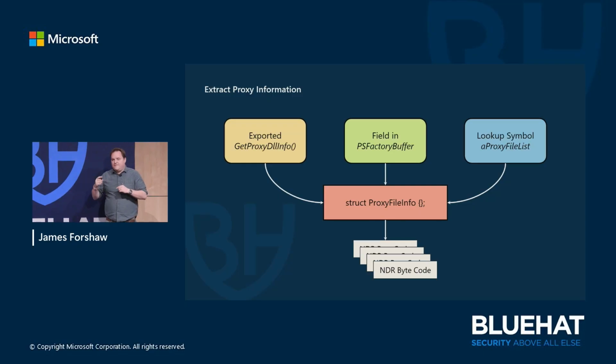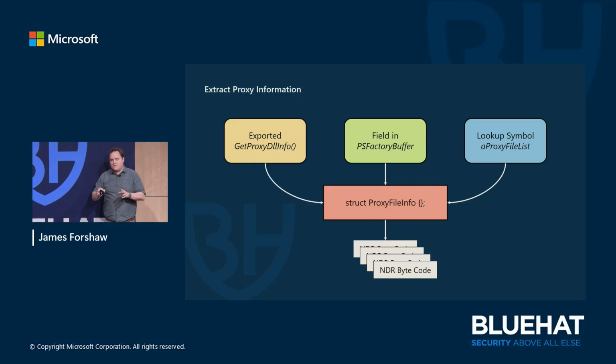The challenge is actually finding that information. So if you're lucky, the DLL implements this get proxy DLL info export. This is a defined export, and this just returns you directly that proxy file infrastructure pointer. Unfortunately, I think of the 300, 400 DLLs minimum in System32 which implement proxies, this is implemented in like 80 or so. So it's not always going to work.